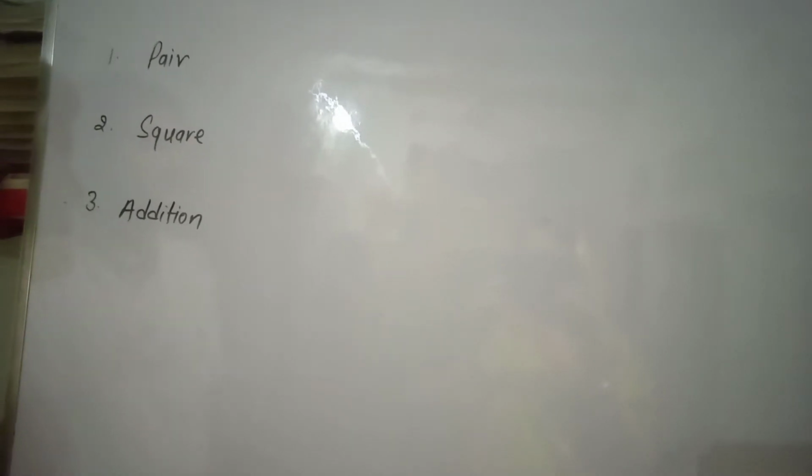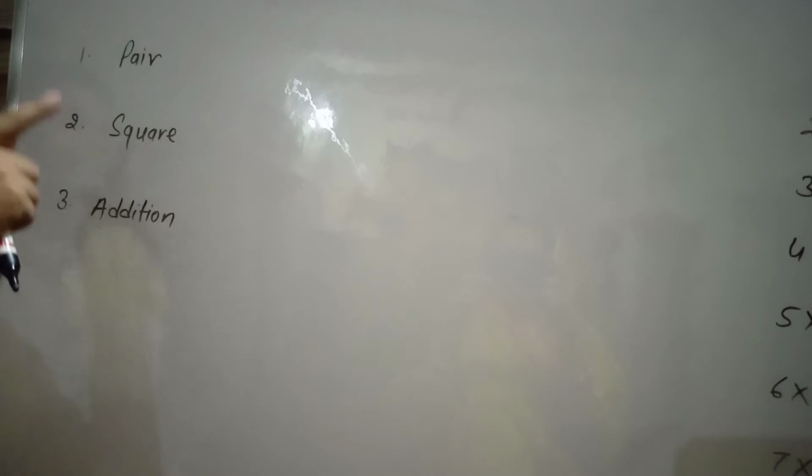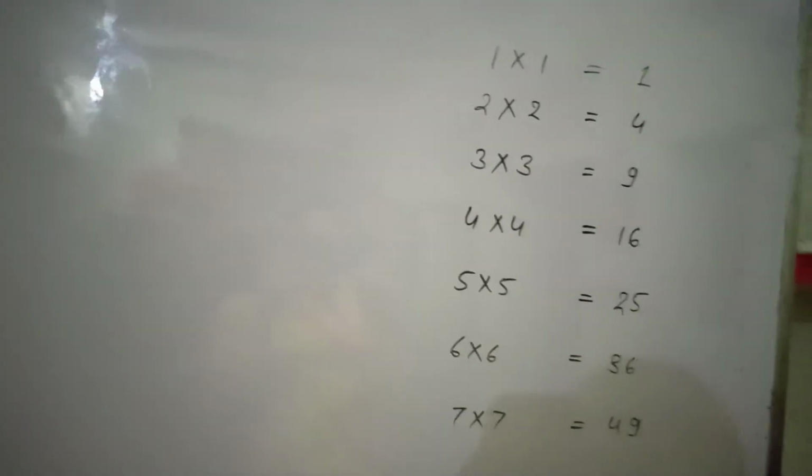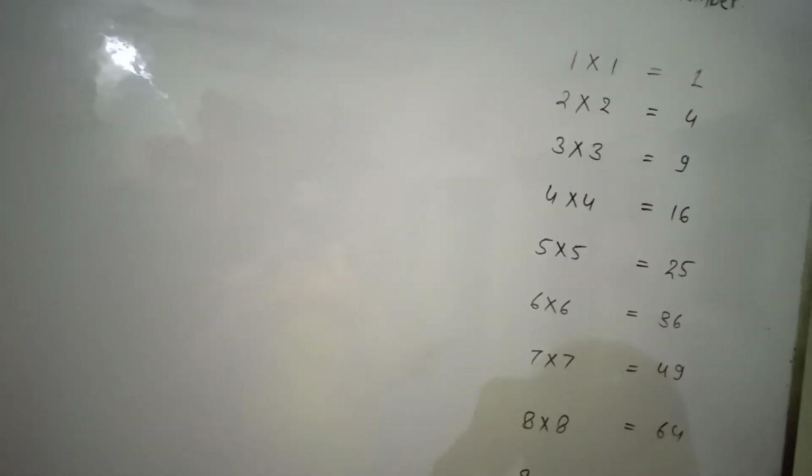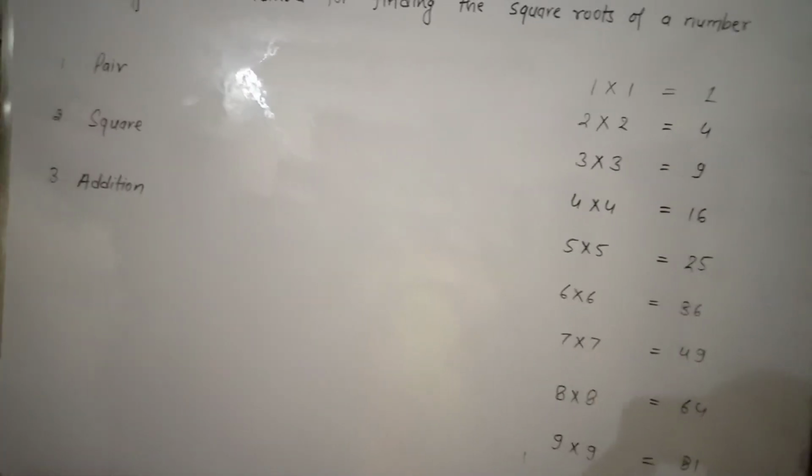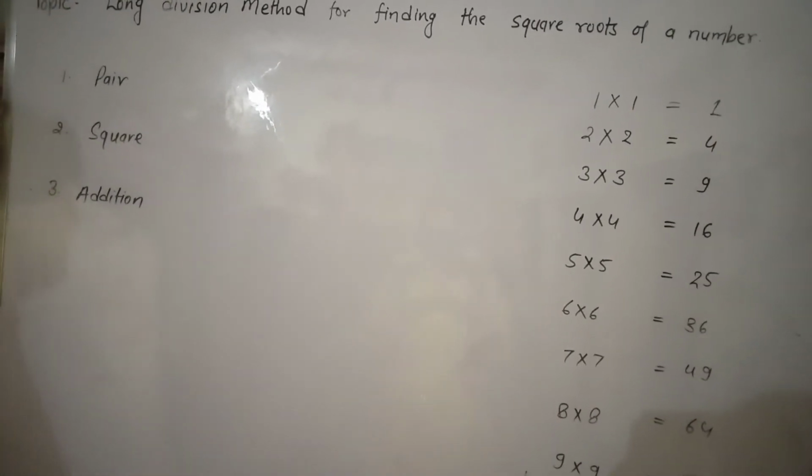The third rule is addition. After every division, we will add the quotient to the divisor in the long division method. I repeat all the rules. Pair: first we make pairs of the digits of the number. After that we divide using the square of the divisor. And third is addition: after every division we add the quotient to the divisor. So those are the three rules of the long division method.